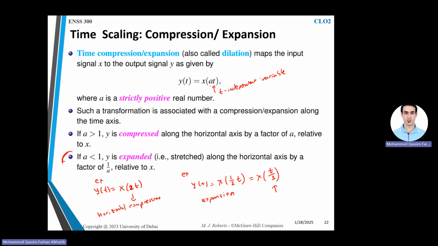So time compression or expansion, also called dilation, maps the input signal to the output signal by this expression. So t is the independent variable, a is a constant, and this a is strictly positive. If it's negative, what will happen? I will have time reversal along with it. Such a transformation is associated with compression or expansion along the time axis. So if a is larger than 1, that's compression. Let's say x of t equal g of 2t. Then the signal will be shrunk by 2.